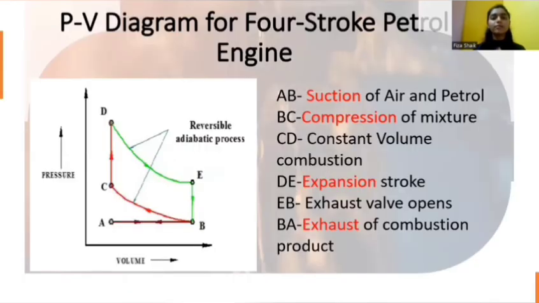The PV diagram for the four-stroke petrol engine is as follows. From A to B, the suction of air and petrol takes place. Then the compression of the mixture takes place, where the pressure increases. And from C to D, constant volume combustion takes place. Then the expansion stroke takes place, during which the pressure decreases. Then the exhaust valve opens, which is marked from E to B, and the exhaust of the combustion products takes place.